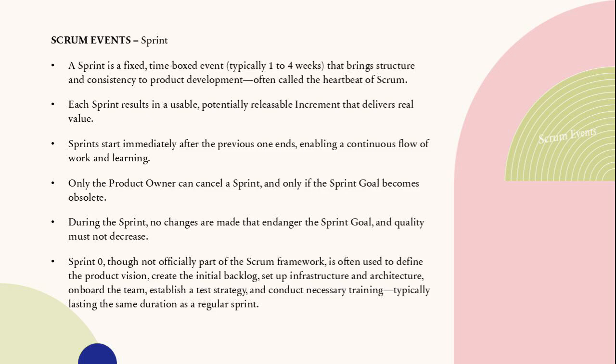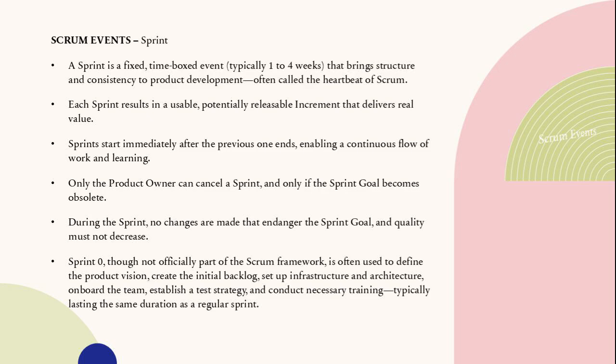The sprint is truly the heartbeat of Scrum. It's a fixed, time-boxed event, usually 1 to 4 weeks long, providing consistent rhythm to product development. Each sprint aims to produce a usable, potentially releasable increment that delivers real value. Sprints kick off immediately after the previous one ends, ensuring a continuous flow of work.